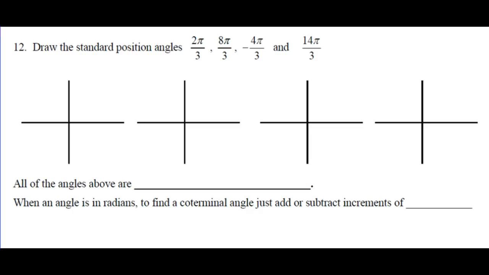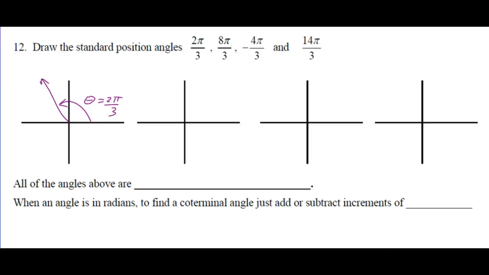Draw the standard position angle 2 pi over 3. So what quadrant is that in? So how many pi over 3's is this? 3 pi over 3. This one is 1.5 of them, right? We shouldn't really do that. We should go to 6, but it's 1.5. So 2 pi over 3 is in here. So there's the rotation angle, 2 pi over 3.